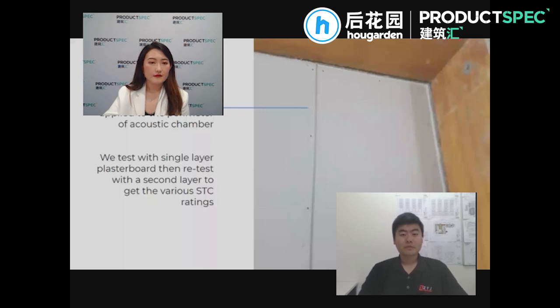We test with one layer of 10 millimeter plasterboard, and once we've done that test, we then put another layer of 10 mil plasterboard over it to see what the test rating would be with double layer. And as I mentioned earlier, we can get a 64 with one layer of 10 millimeter plasterboard, and with a second layer of 10 mil plasterboard, we get a 67 rating.